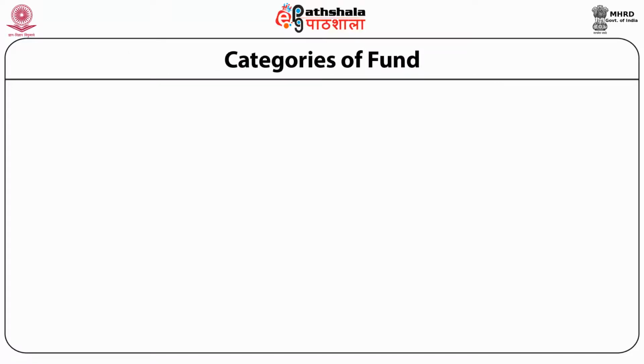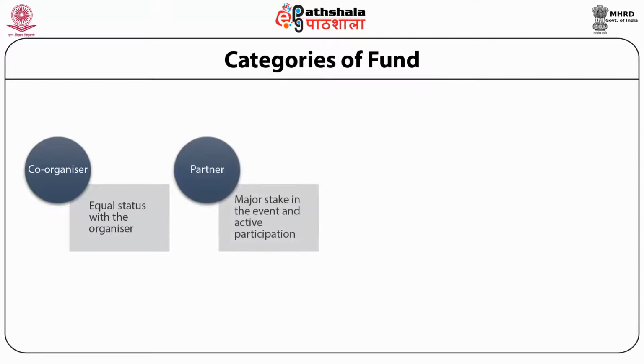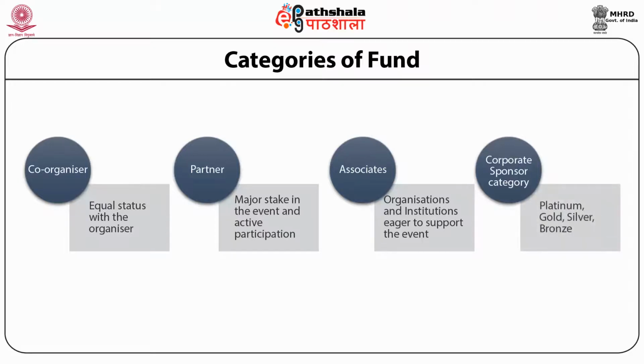The categories of the fund could be different. You have to package it in a more professional way. Co-organizer, with equal status with the organizer. Partner, with a major stake in the event and active participation. Associates, organizations and institutions eager to support the event in different ways, with money or in kind. Corporate sponsor strategy: you can have different tiers based on their funding status, like platinum, gold, silver, bronze, and all.